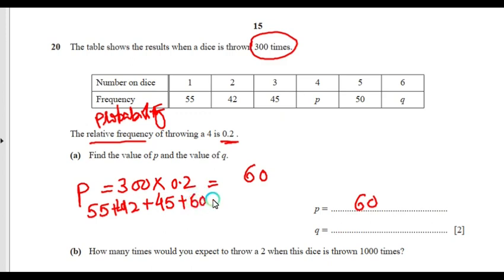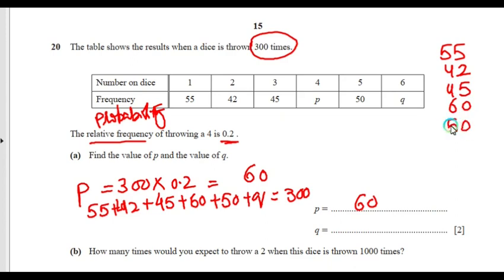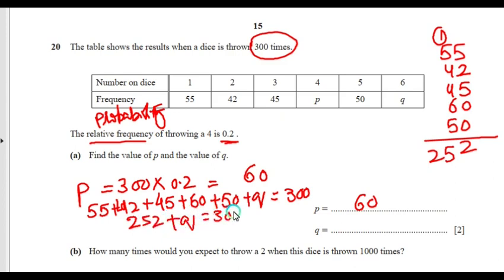So we know that the relative frequency, or the probability, of throwing 4 is 0.2. So if you multiply the total 300 times with the probability of this, 300 times 0.2, it gives you the value of p, meaning the number of times 4 was the result, right? So it will be p. So the answer is 60.